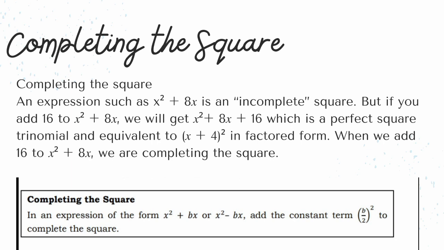So, completing the square: an expression such as x squared plus 8x is an incomplete square. Why is it incomplete? We will know later. But if you add 16 to x squared plus 8x, we will get x squared plus 8x plus 16, which is a perfect square trinomial and equivalent to (x plus 4) squared in factored form. When we add 16 to x squared plus 8x, we are completing the square.